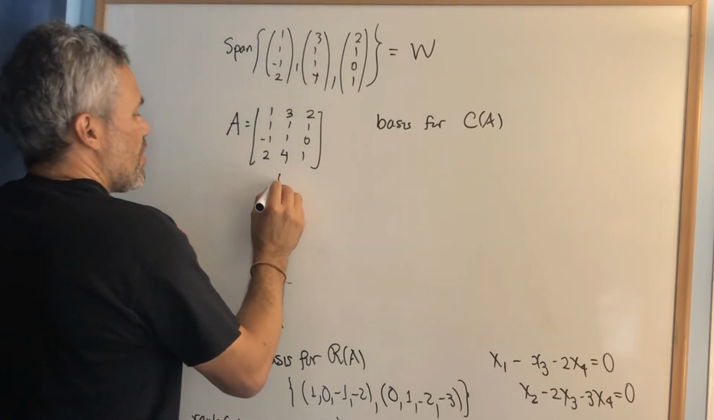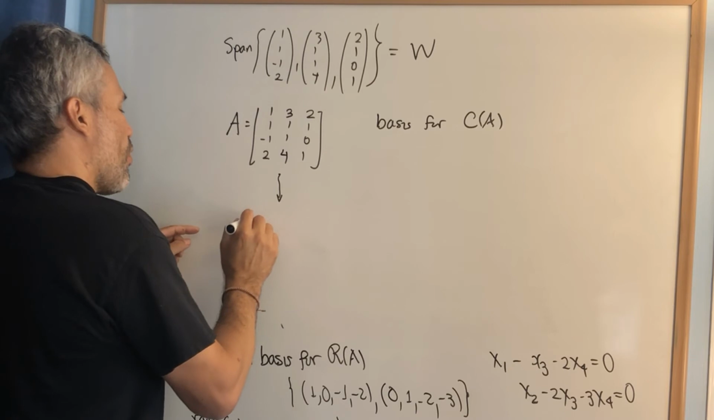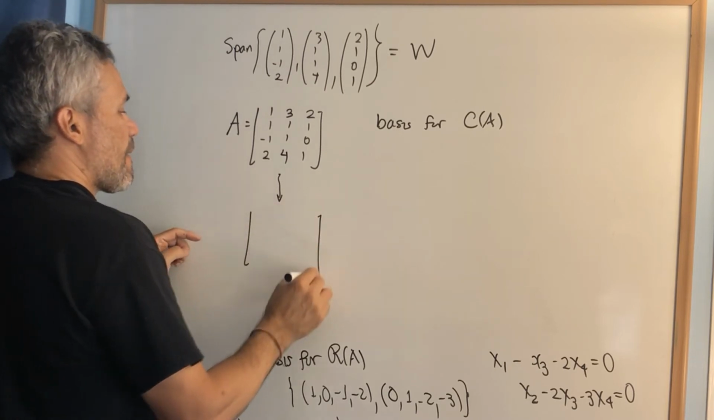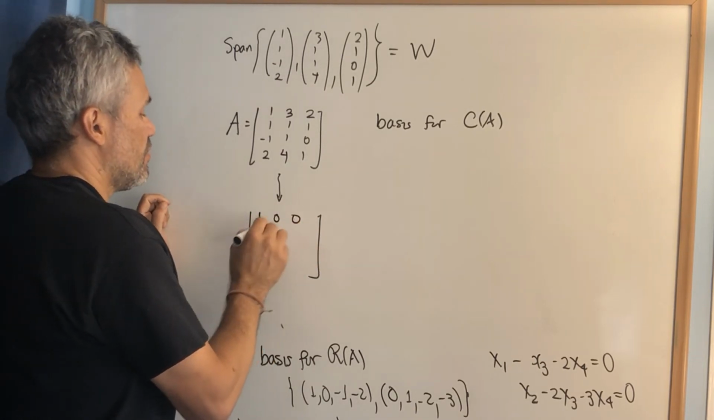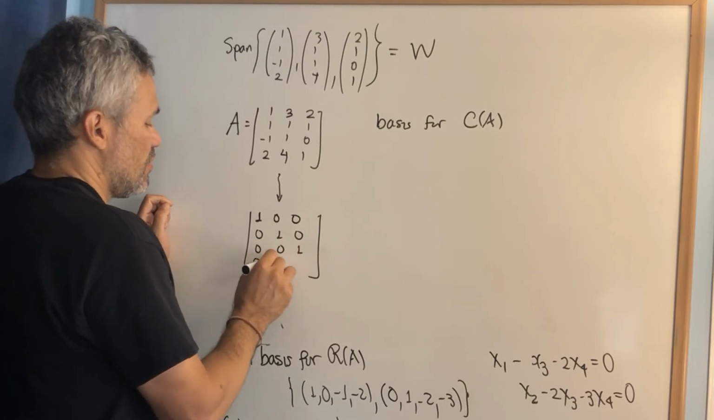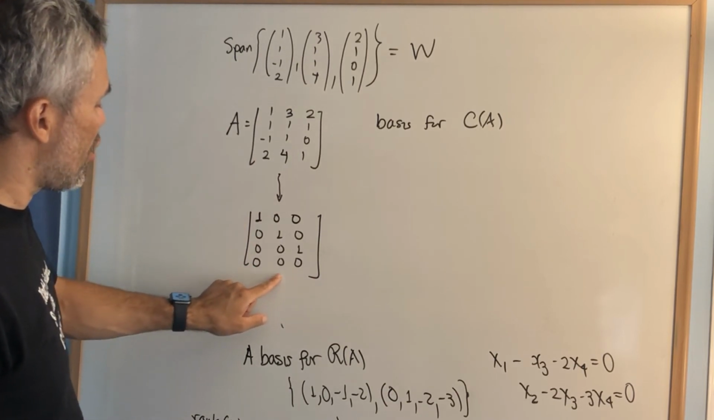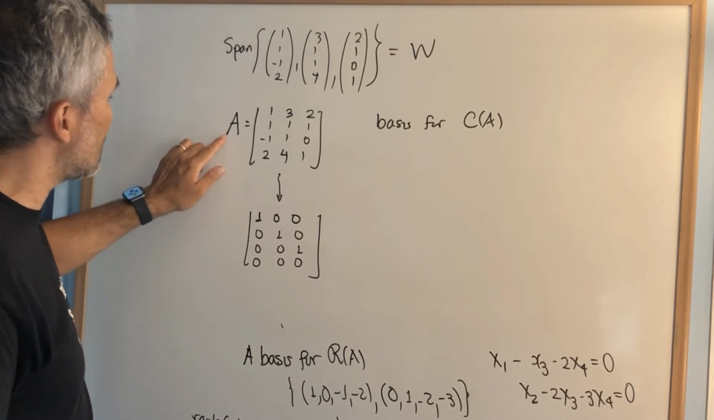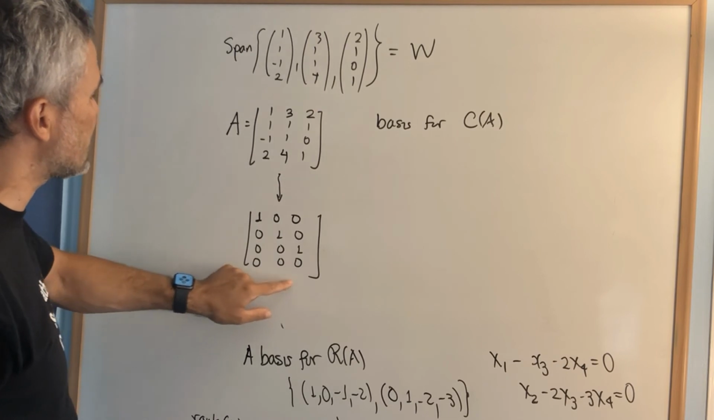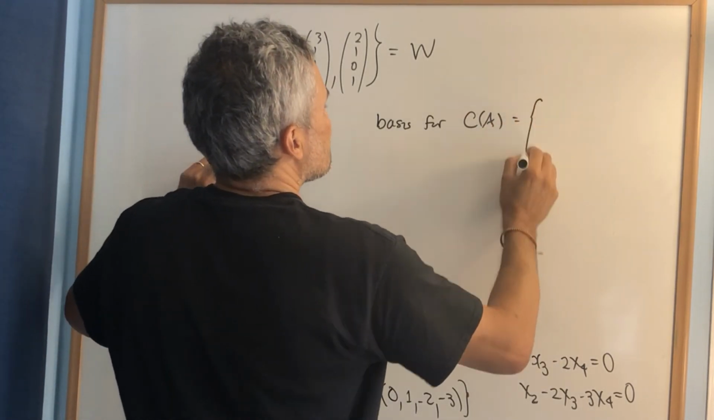In this case, remember, essentially we do row reduction, and we say this is row equivalent to the matrix 1, 0, 0, 0, 1, 0, 0, 0, 1, 0, 0, 0. That means that in this case, each column of the reduced echelon form of this matrix has a pivot. That means that a basis for column of A is just the set.